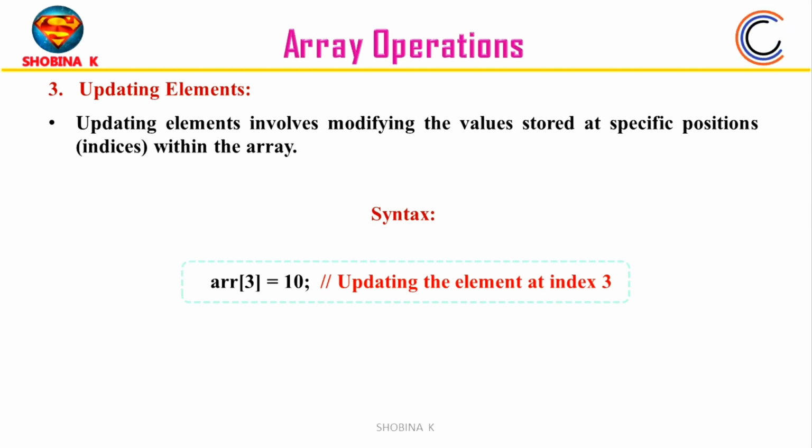arr[3] = 10; It represents the operation of updating the element at index 3 in the array. Let's break down the statement. arr is the name of the array. 3 within the square brackets is the index indicating the position within the array. = 10, the assignment operator, assigns the value 10 to the element at index 3. This statement updates the value stored in the array named arr at the position indexed by 3 to be equal to 10. If the original value at index 3 was, for example, 7, it would be replaced by 10 after this operation.